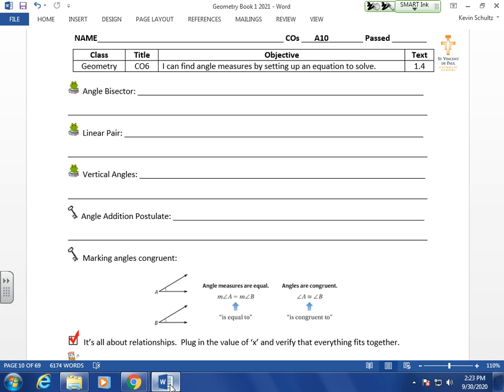What is an angle bisector? Oftentimes in geometry, you can kind of figure out what the term means by looking at the word bisector. Right? Bi means two, sector means sections. So an angle bisector is a segment, ray, or line. Remember, that's my lazy abbreviation, SRL, for segment, ray, or line.